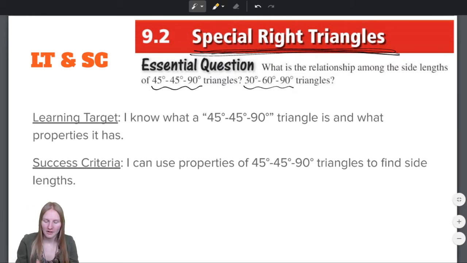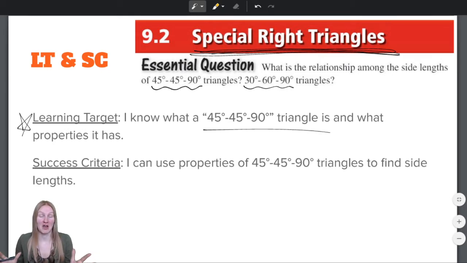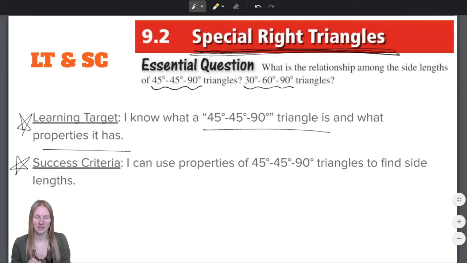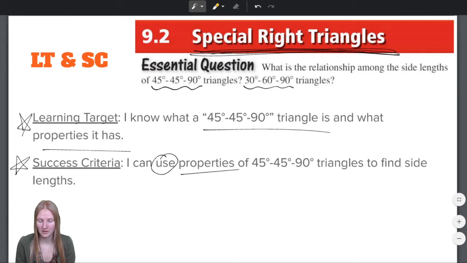So, our learning target is that you know what is a 45, 45, 90 triangle, and what properties does it have? What's so special about this particular right triangle? So that's what we're aiming to learn in this video. How will we know if we have learned that? Well, you'll be able to use the properties of 45, 45, 90 triangles to find side lengths.